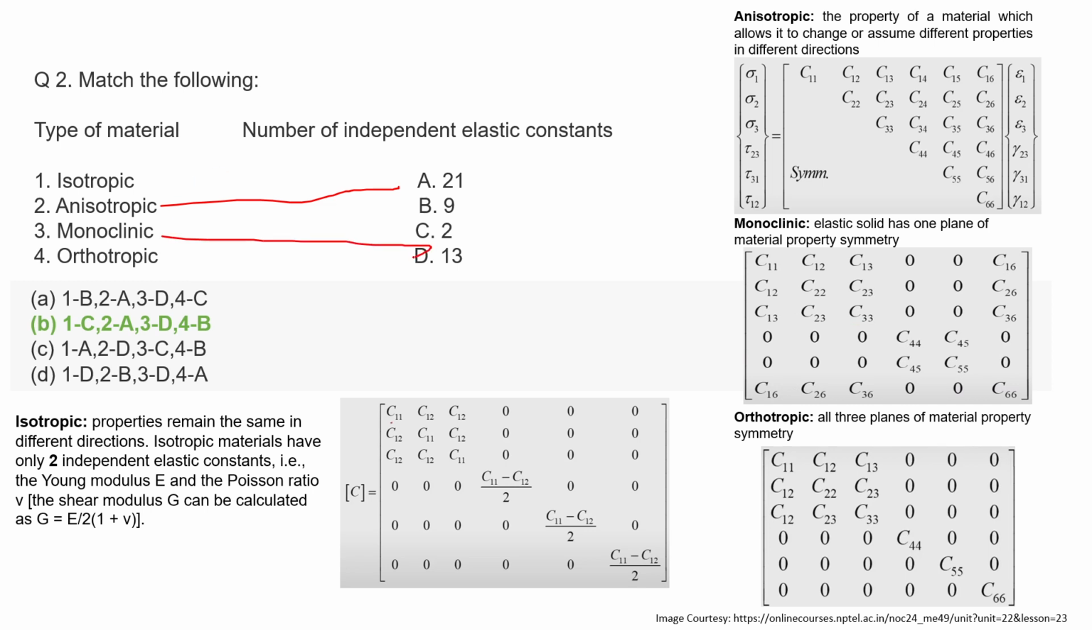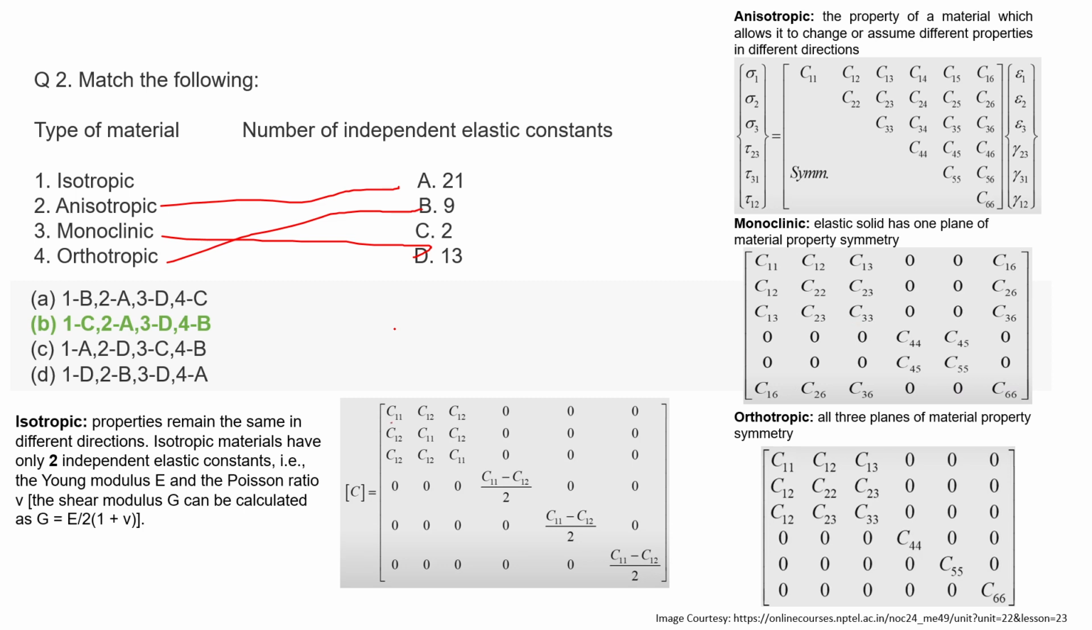After monoclinic comes orthotropic, where orthotropic has three planes of material symmetry. So here the number of independent constants will decrease to 9. And finally, after orthotropic comes transversely isotropic, where along with orthotropic, one of the planes is isotropic. So the properties in that plane will be constant. That will decrease the number of independent constants further to 5.